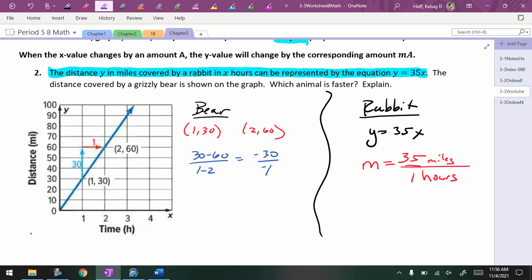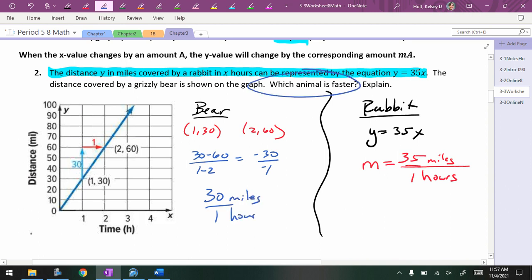Technically, a lot of people use that second Y, but I have found that you guys are more consistent if we just use the first Y. Ultimately, all they're saying is the Y and the X that are first have to be from the same point, and the Y and the X that are second have to be from the same point. Technically, it doesn't matter which one you use first. How fast is the bear? 30 miles every 1 hour.